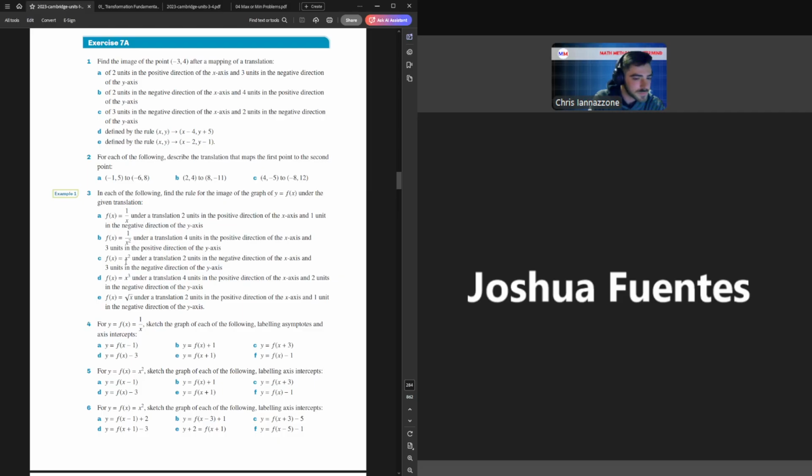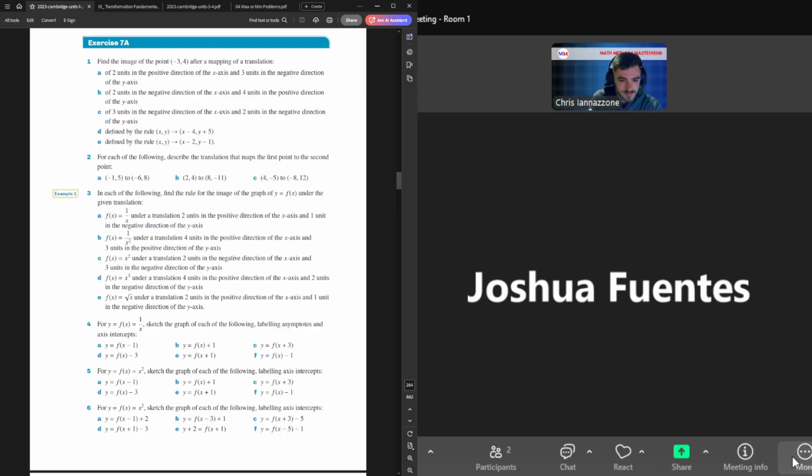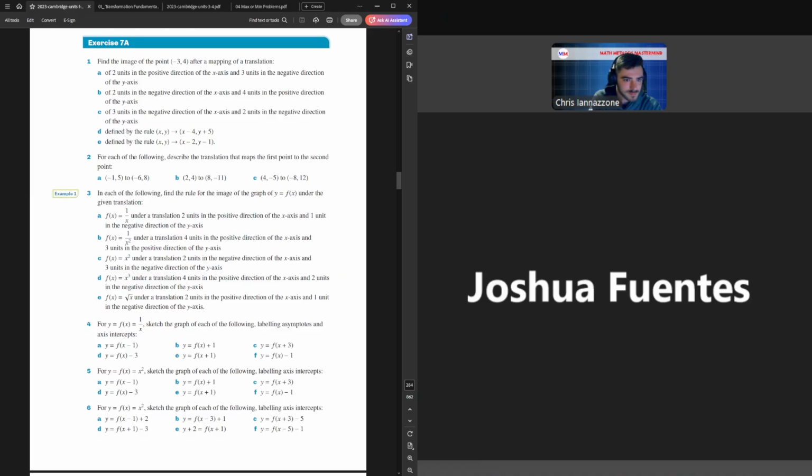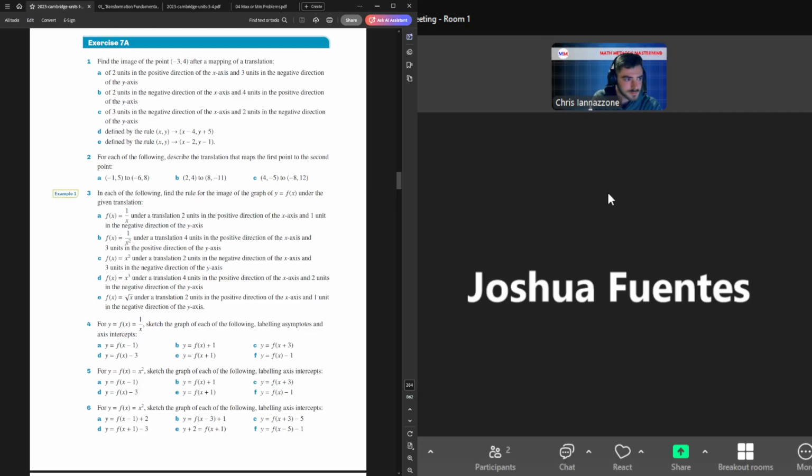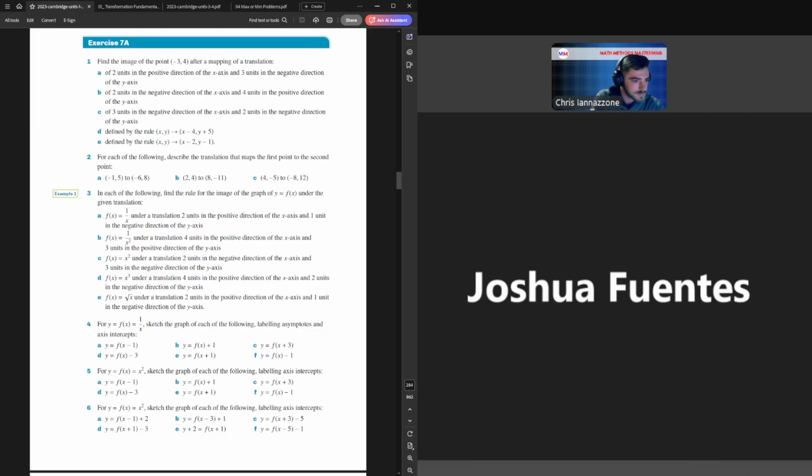Yeah, I was a bit confused on why we switch it, for example with number C, when we have to switch 2 units to the negative to a positive. So I was a bit confused why that would happen. So it'll be y equals f bracket x plus 2.